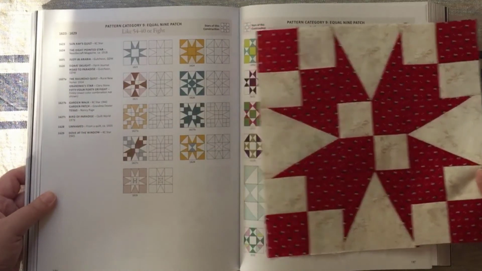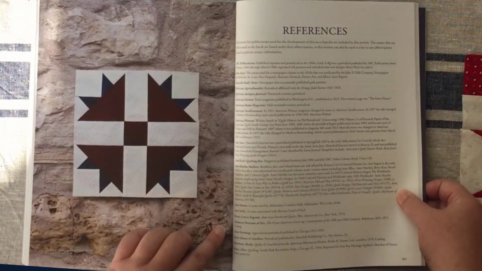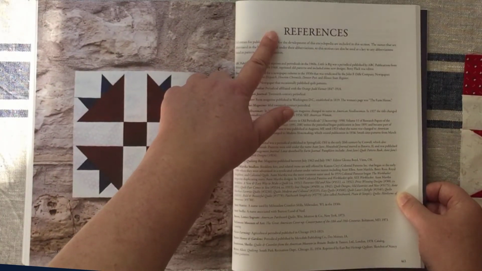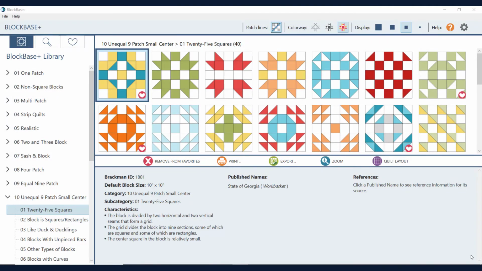Now we know what to call our quilt block, and we can flip to the back of the book to learn more information about the publications in which it first appeared. If you want to quickly get started making a quilt using this block, then you'll want to check out Blockbase Plus. Blockbase Plus is the companion software from Electric Quilt for Barbara Brackman's encyclopedia book.